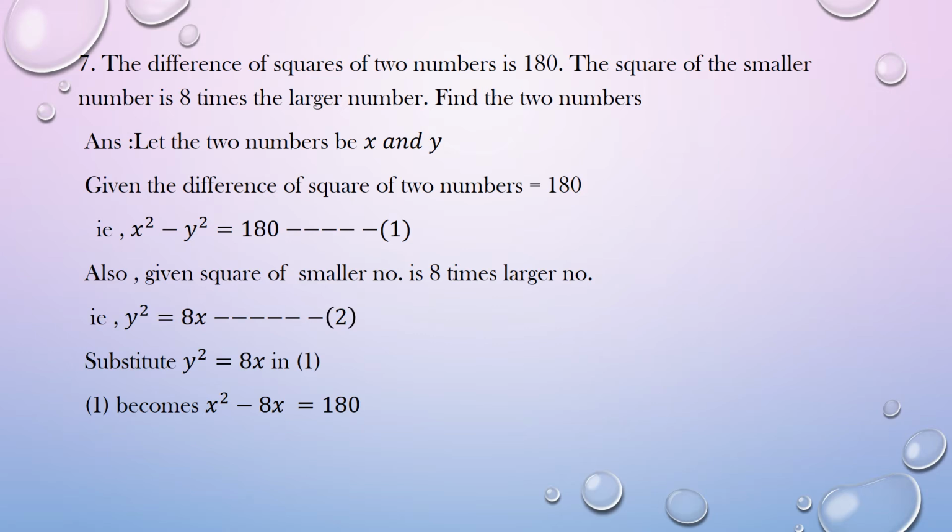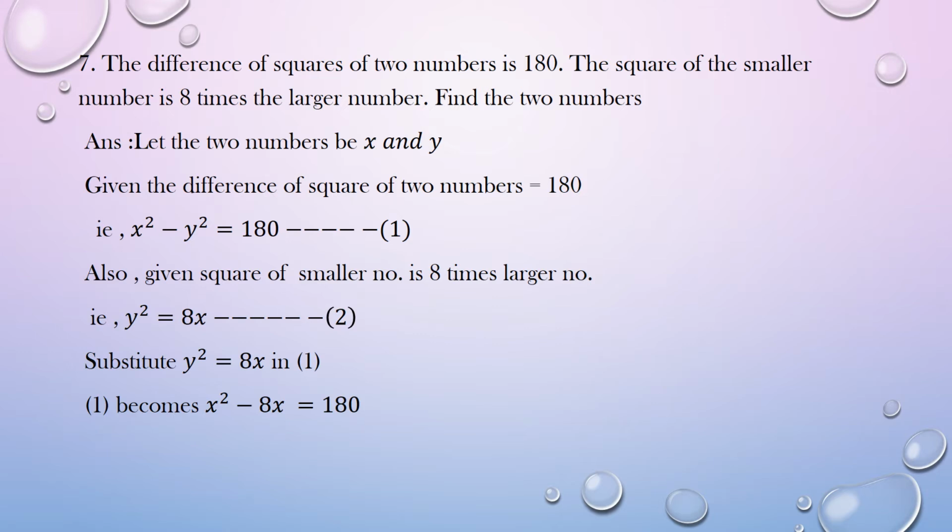Difference between them, that means x square minus y square is equal to 180. Let us take that as equation number 1. In the second line, it is given square of the smaller number. Here the smaller number is y. Square of the smaller number means y square is equal to 8 times the larger number. Therefore, we can write y square is equal to 8x, which is taken as equation 2.